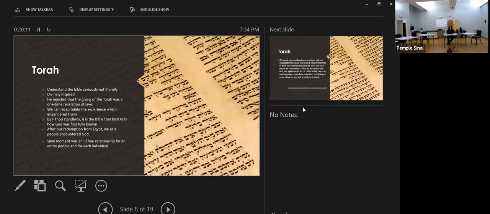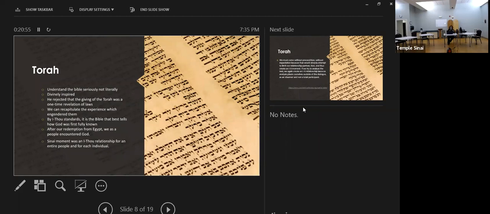By I-Thou standards, you see the Bible as best telling us how God was first fully known. That gives us a kind of gauge of how our early ancestors encountered God, and that at that moment at Sinai, our ancestors were open and willing to have that encounter. We can't actually aspire to an I-Thou moment. We can't plan for it or lay groundwork for it because, as Gil said earlier, it's a moment, and not only divine but among humans as well, that just is. So we can't plan for it.